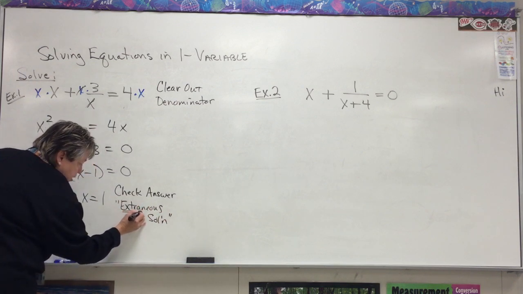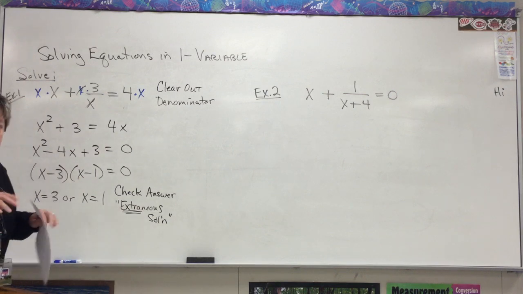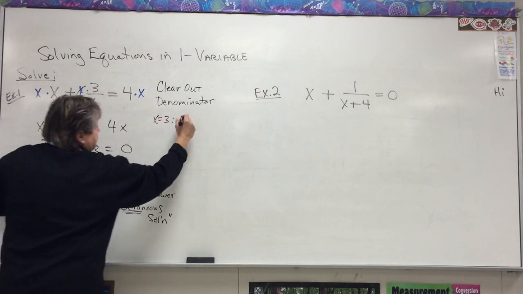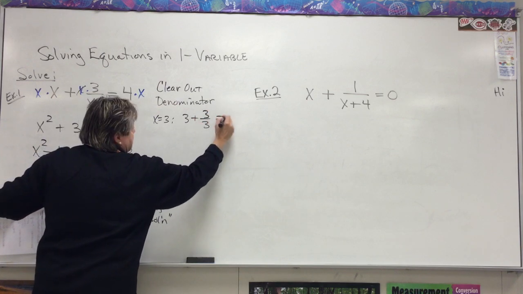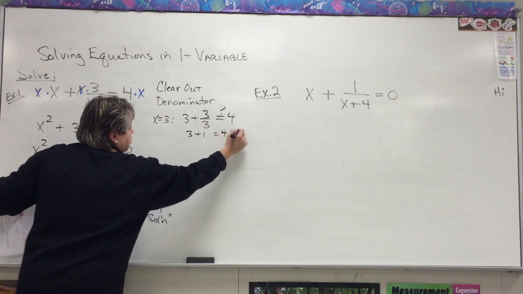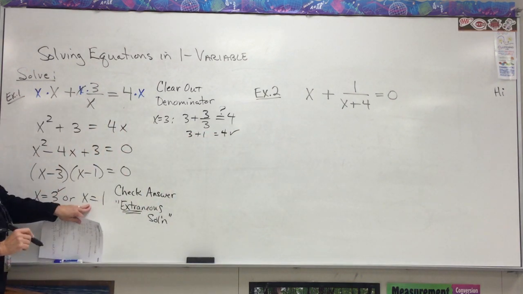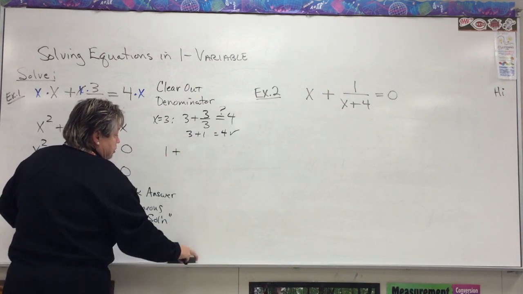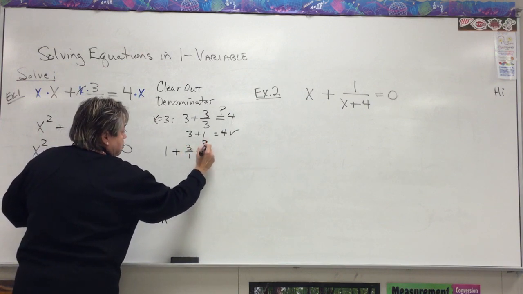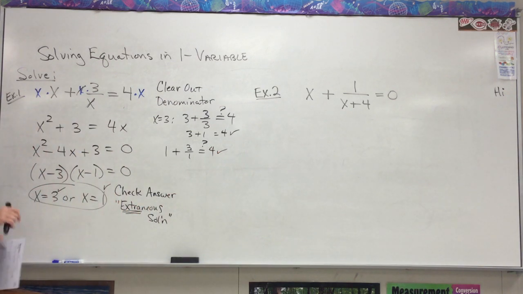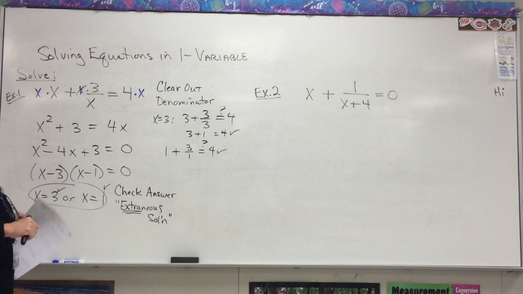And I just always think of that big fancy word extraneous as extra. It could be an extra solution. So do a quick check, and then you should be fine. So like if we check x equals 3, we'd have 3 plus 3 over 3. Does that equal 4? 3 plus 1 is 4. Okay, so the 3 checks. Then we check the 1. Okay, plug it in: 1 plus 3 over 1. Does that equal 4? 1 plus 3 is 4. Again, that's okay. So both answers check, so they're okay.